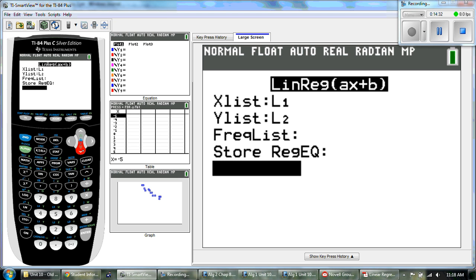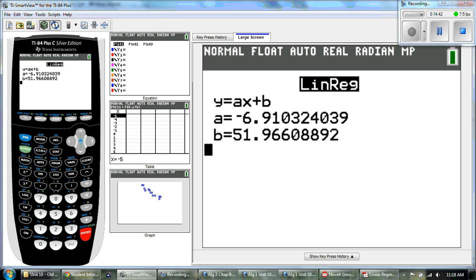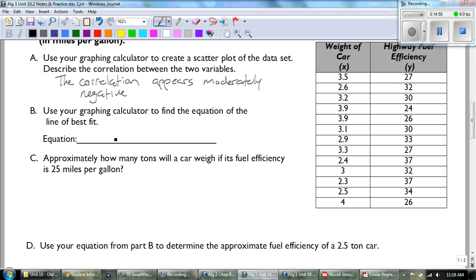And you guys might just be able to hit enter right away. I need to go down to Calculate. You might need to do the same thing too. And then I'm going to hit enter. And then, hey, look, it's negative like we said it was. So y equals negative 6.91. Remember, we're only doing 2 decimals, plus 51.9, 5 or more raise the score, 7. So we get y equals negative 6.91x plus 51.97.